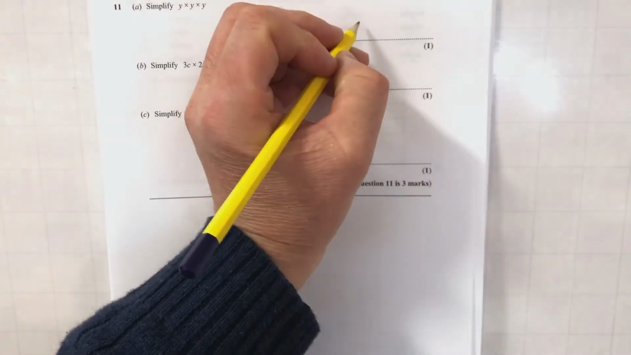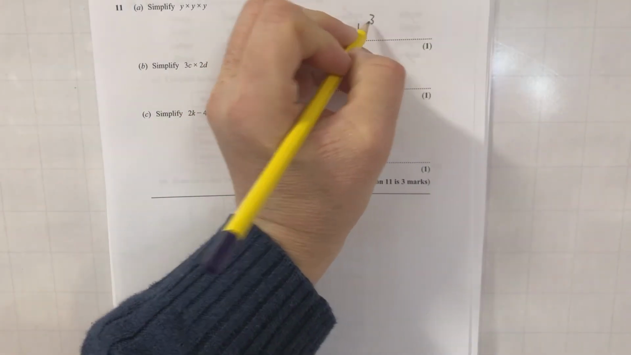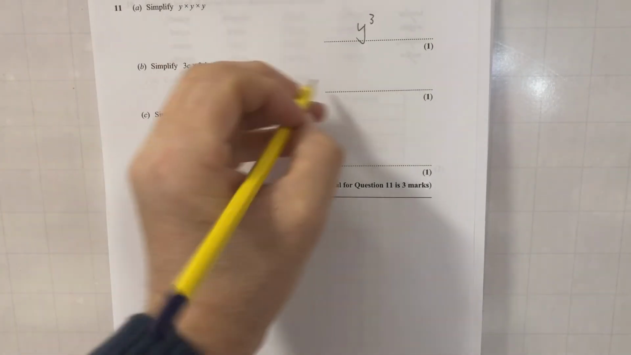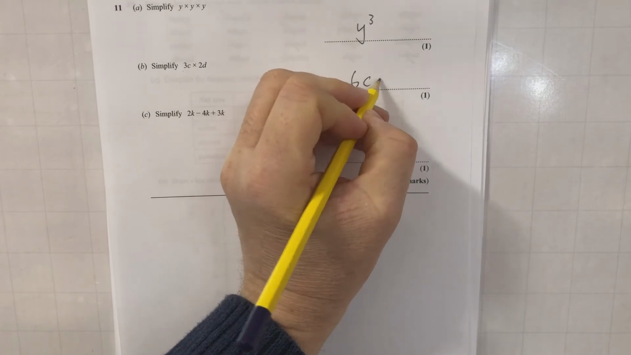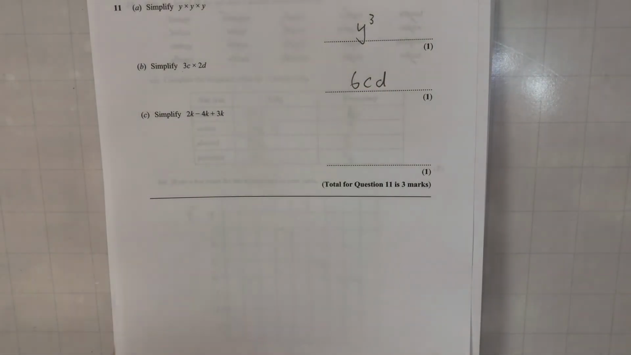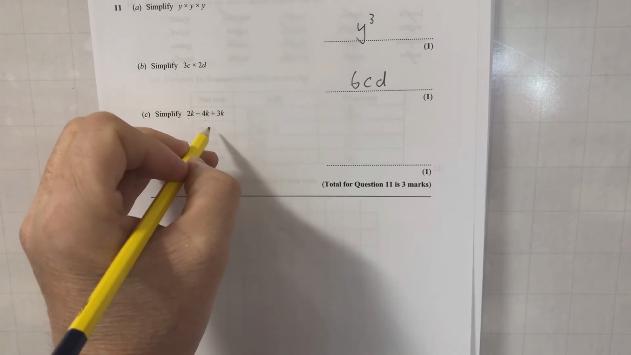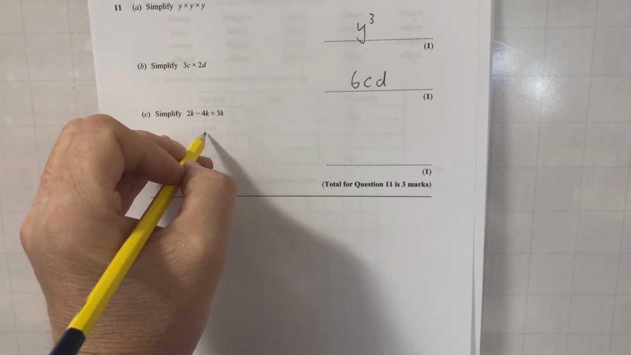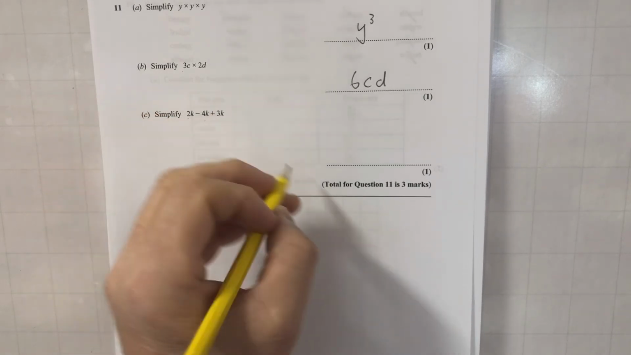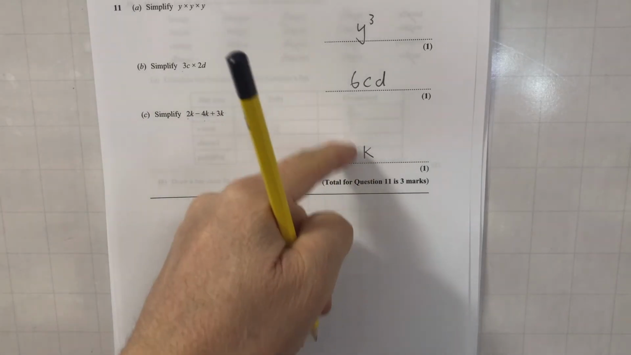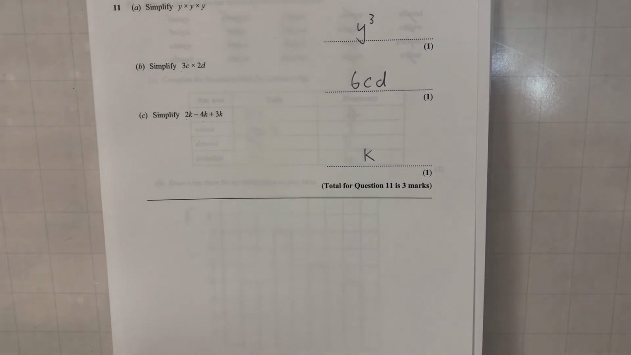Your bar chart. Y times y is y cubed, or y to the power of 3. 2c times 3d, well 3 times 2 is 6, cd. And 2k take 4k is minus 2k. And then when you add 3k, you get 1k. So k will do, but if you wrote 1k, that's exactly the same.